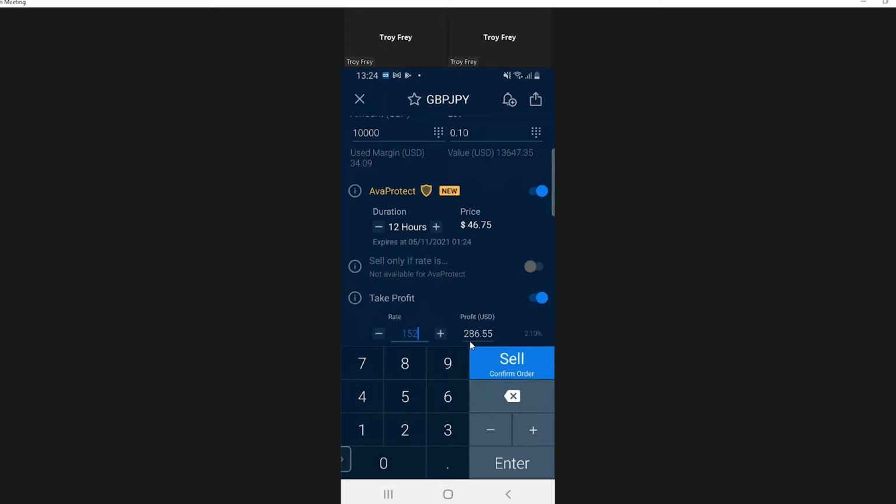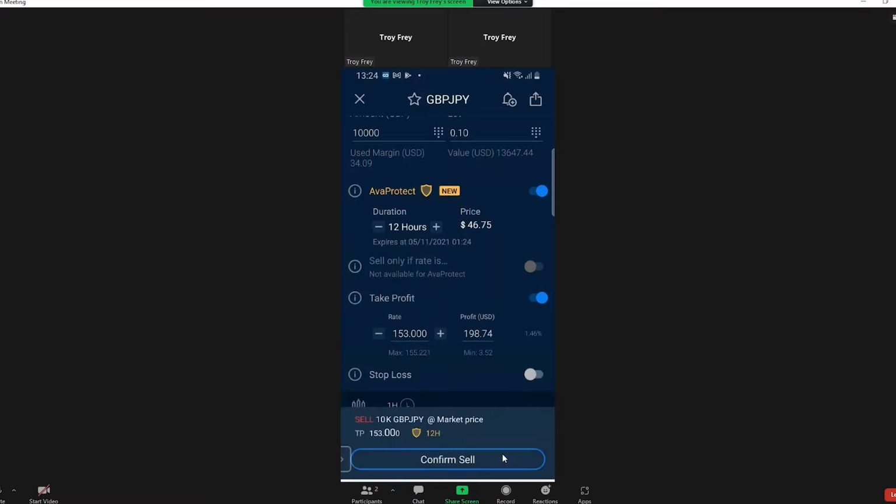152, right? 154. You see 110 potential profit. Maybe I think it'll go to 153. And I'm looking, I say, wow, it's 200 approximately potential profit. It's calculating it for me. This is what I was talking about, the risk management of the app and the web trader. It's calculating it for me, my potential profit.